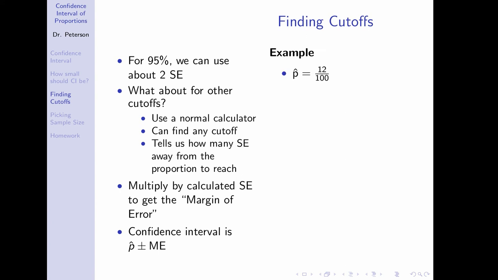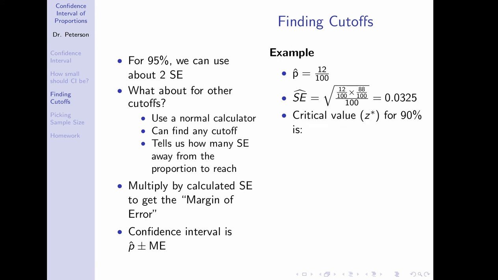Let's return to our example of rolling 100 dice and getting 12 sixes. Our p hat is 12 out of 100, which means, as on the previous pages, we can calculate our standard error as the square root of pq over n, which gives us 12 over 100 times 88 over 100, divided by 100, which gives us an answer of 0.0325. For this, we want to find a 90% confidence interval. So we need to find a 90% critical value.